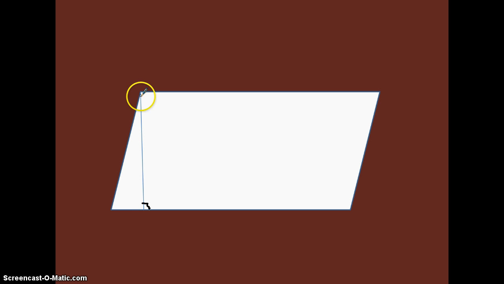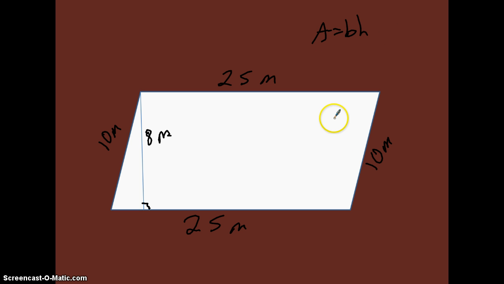Now here's a side length, and this side length could be 10 meters, and then of course this one would be 10 meters. This one here, we could say that's 25 meters, this is 25 meters, and this here we can just assume maybe it's 8 meters. Now when we use our formula, area equals base times height, we want the side or the length or the base that is perpendicular to the height. This line here represents our height, so the line that's perpendicular to it is this one here. This is the one that we want.